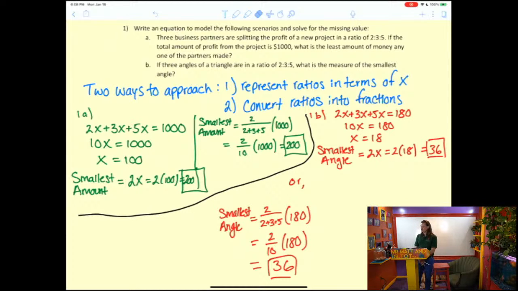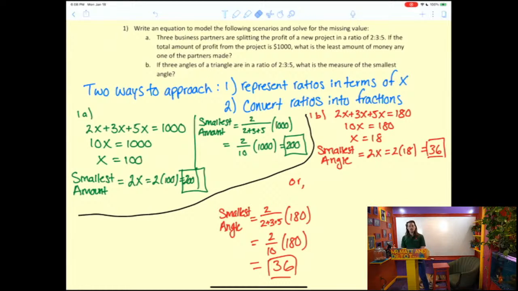So if they tell us that the profit of this new project is going to be shared in a ratio of 2 to 3 to 5, then we can say that 2x plus 3x plus 5x is equal to $1,000.